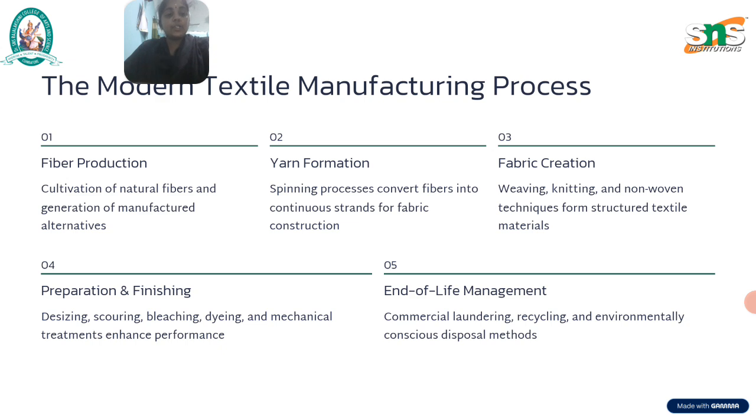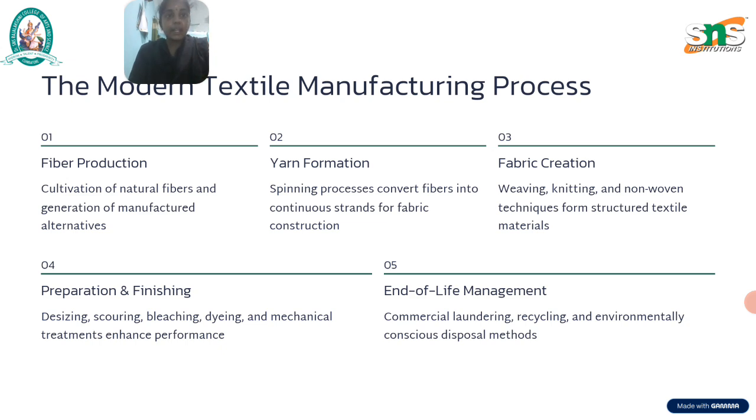Second one is yarn formation. The spinning process converts the fibers into continuous strands for fabric construction. After the cultivation of the fibers, they are taken to the spinning mills. Those spinning mills concentrate on how we can produce a very good fine, thin yarn for fabric production. That is the main process, yarn formation.